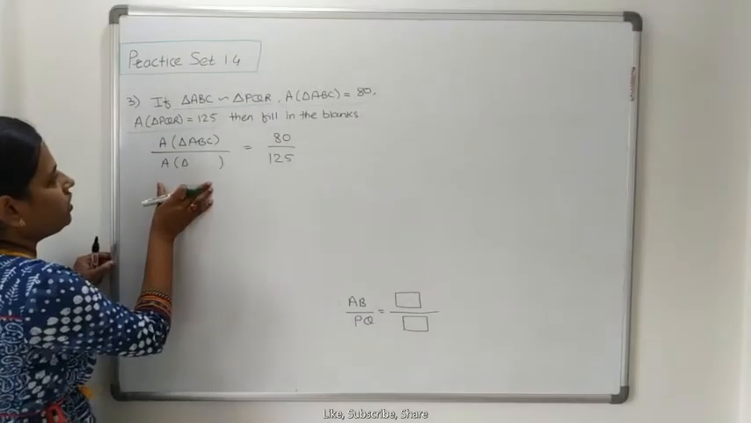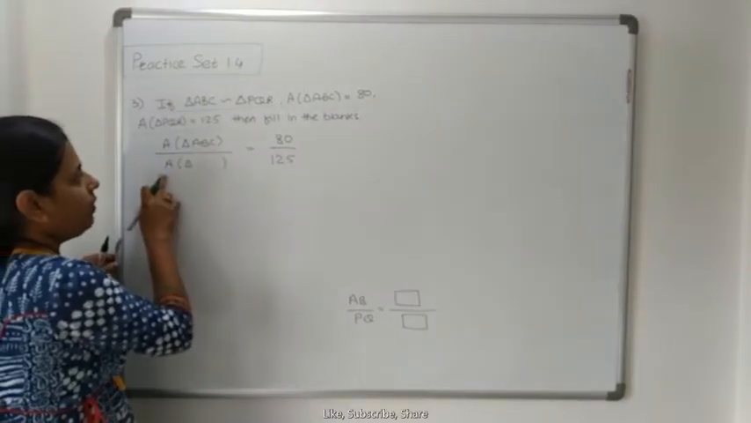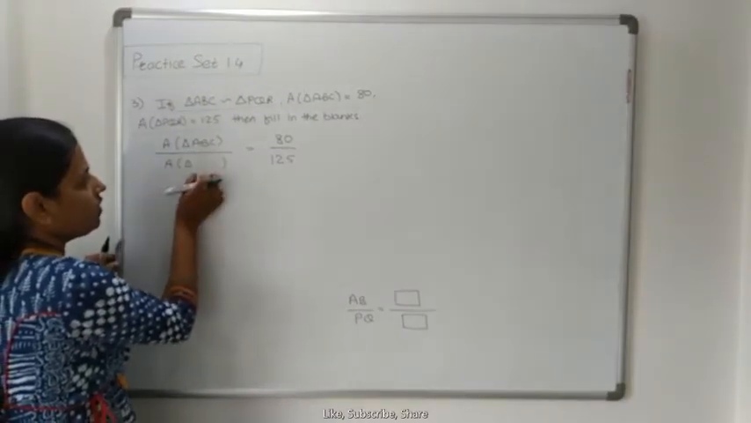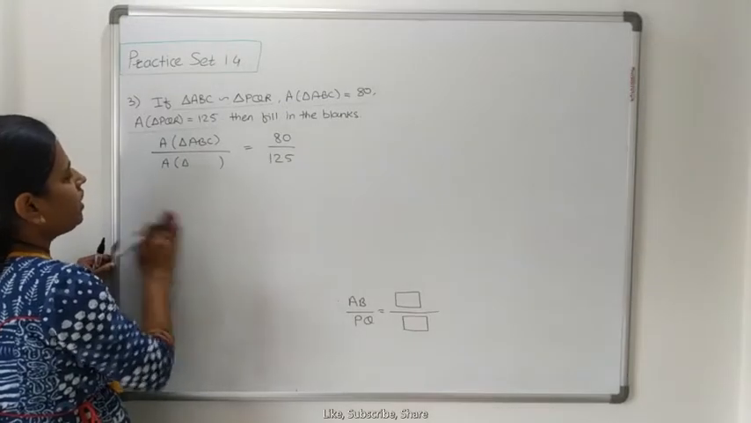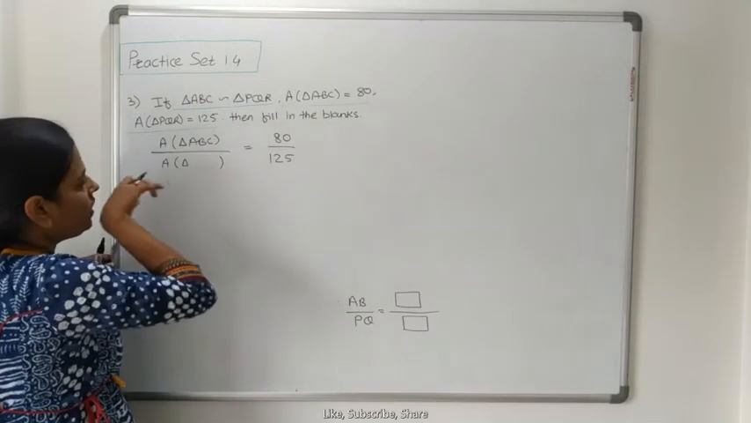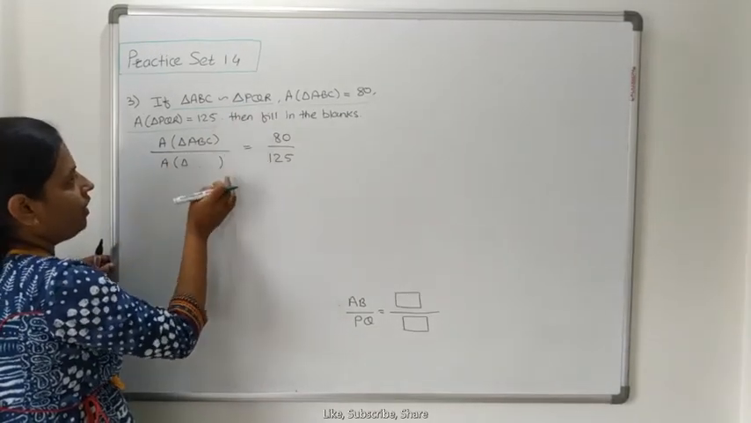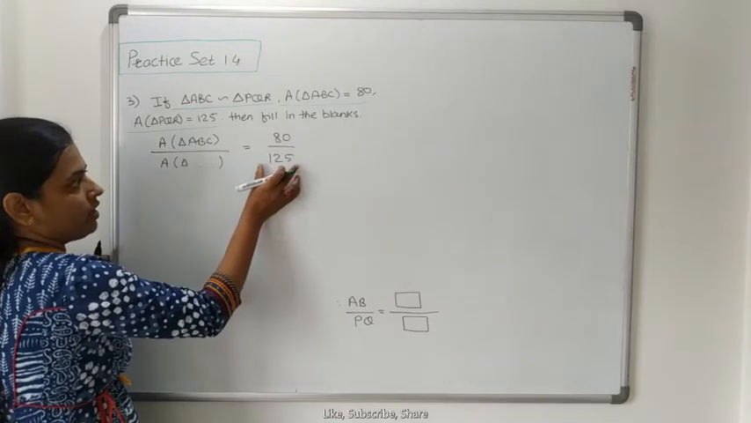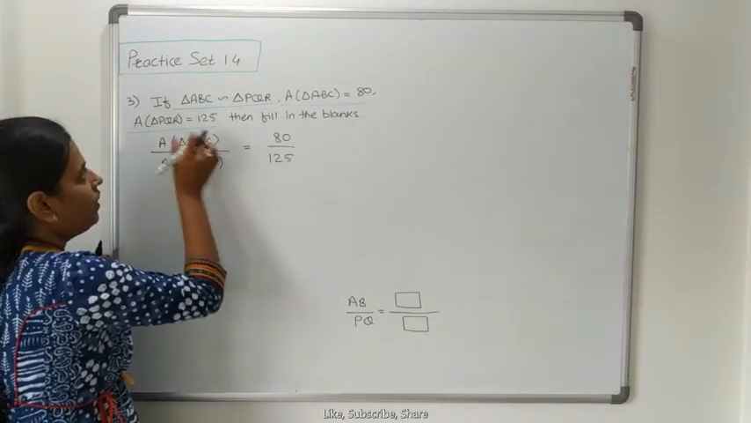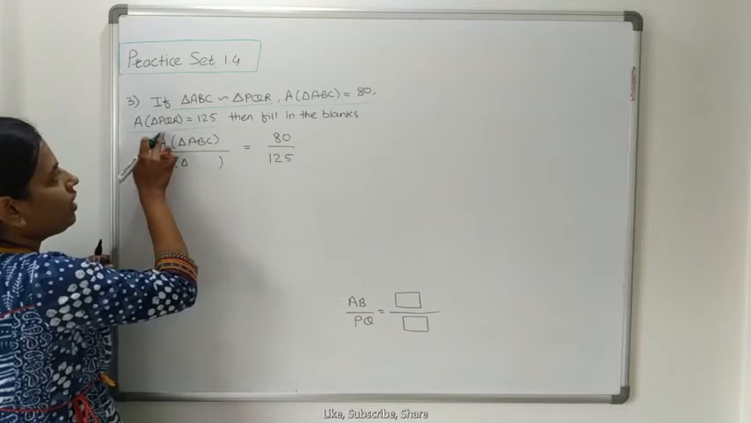Okay, so what is this one? Area of triangle ABC divided by area of triangle. So what is this one? These two triangles, triangle ABC and triangle PQR, are similar triangles. Okay, and check this side. This is 125. So 125 is equivalent to the area of triangle PQR.